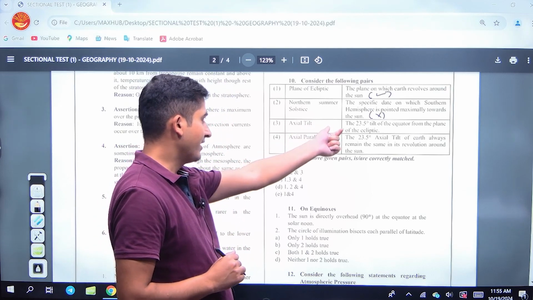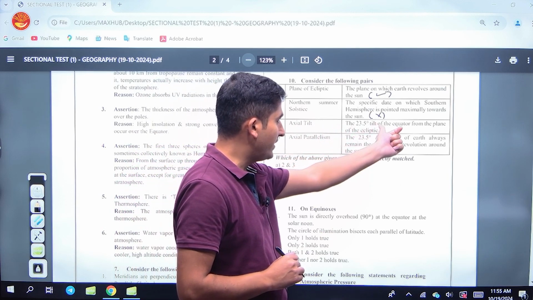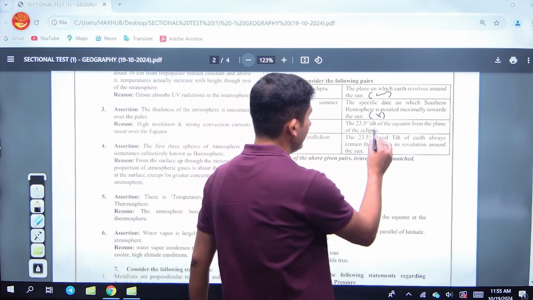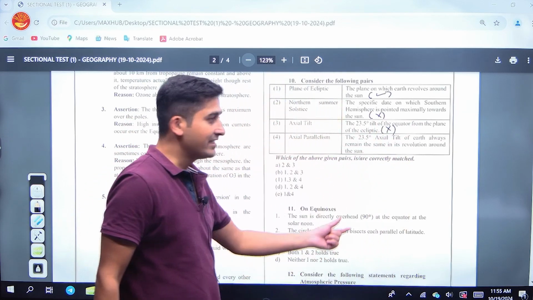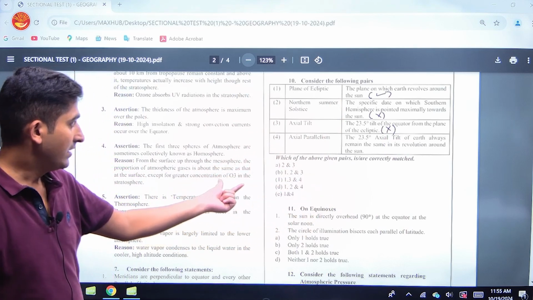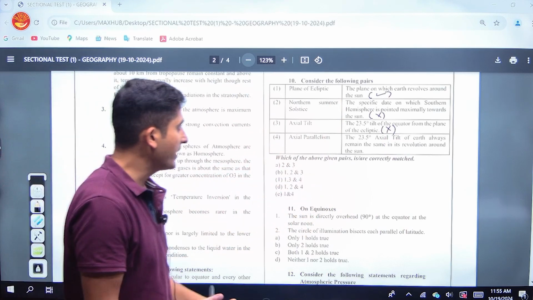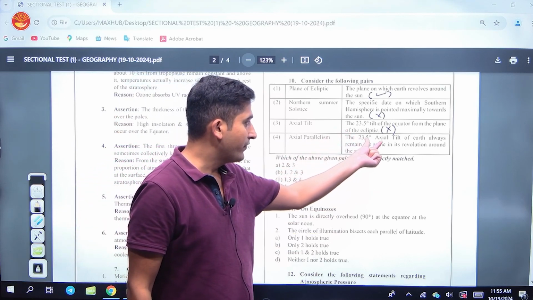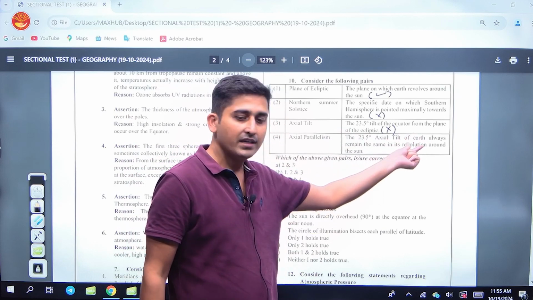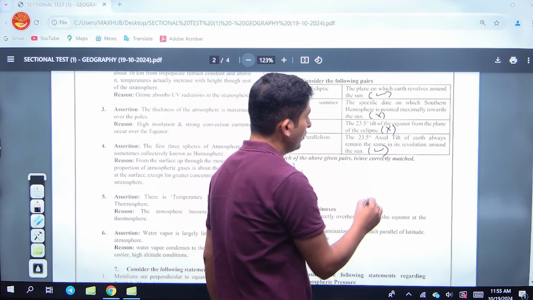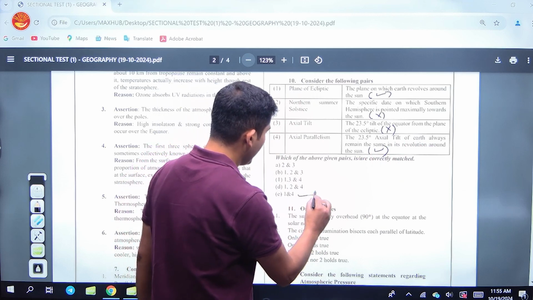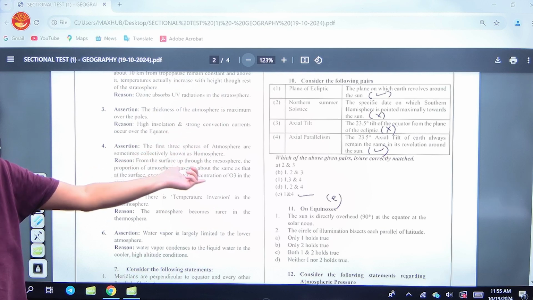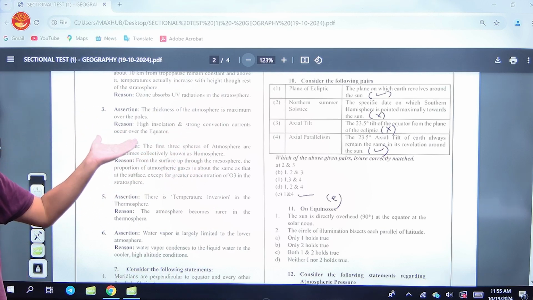कोई बात नहीं, लेकिन वहां पे नहीं करनी है गलती, अब यहाँ पे होगी. Axial tilt: the 23.5 degree tilt of the equator from the plane of the ecliptic. सही है गलत है? गलत. Axial tilt is the tilt of the axis. Okay, this is wrong. Axial parallelism: the 23.5 degree axial tilt of Earth always remains the same in its revolution around the sun. Yes, this is true. So first and fourth, option E. तो वही तो नहीं गलती करनी बेटा, ऐसी गलती होती है एग्जाम में, आपने नहीं पढ़ना है.